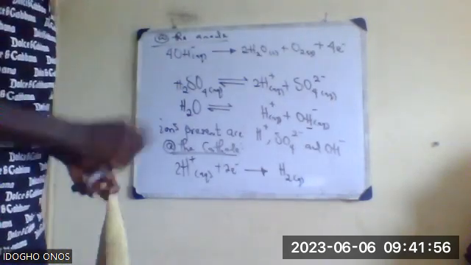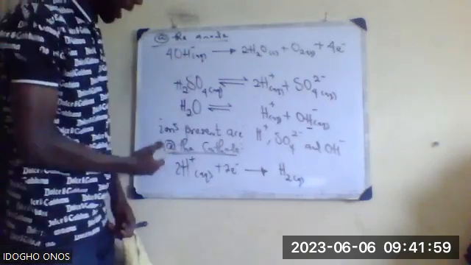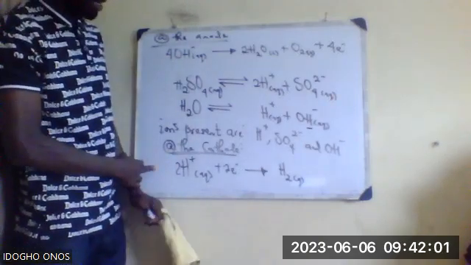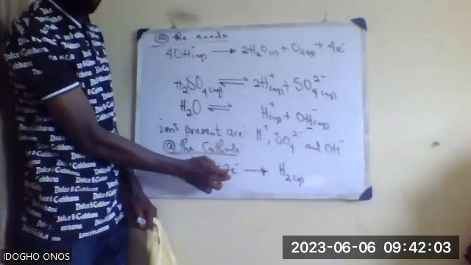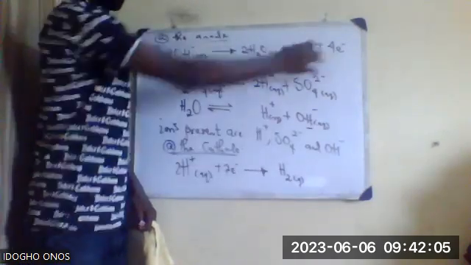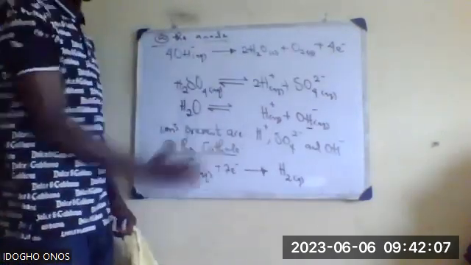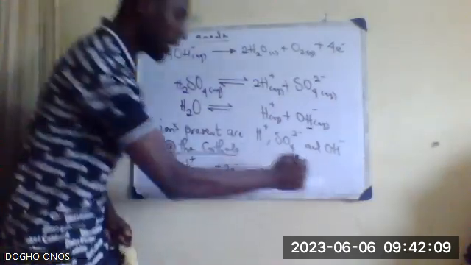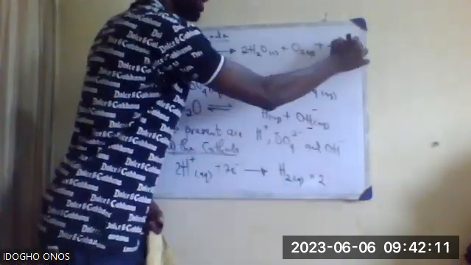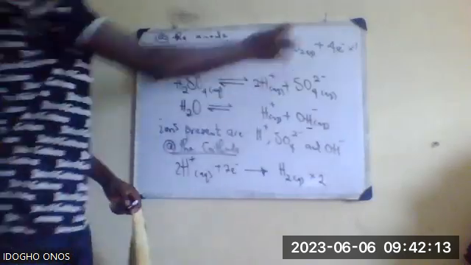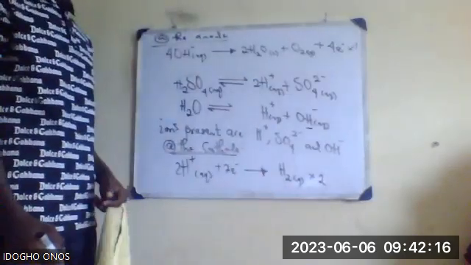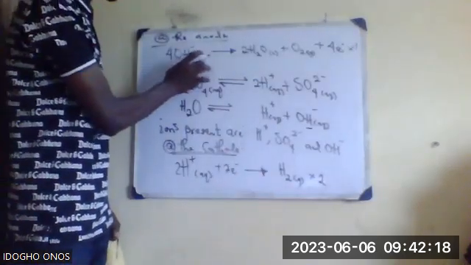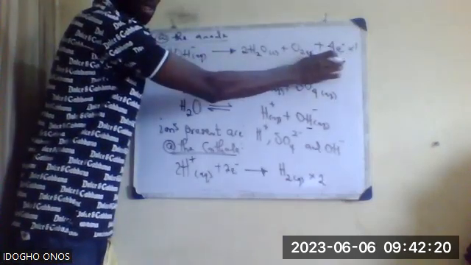Then, to round it up, if you check the cathode, the electron added there was 2. The electron here was 4. We must find a way to balance the charges. So I will multiply here by 2 and this by 1, so that the charges will be equal. At the end of the day, my equation at the anode still remains this.